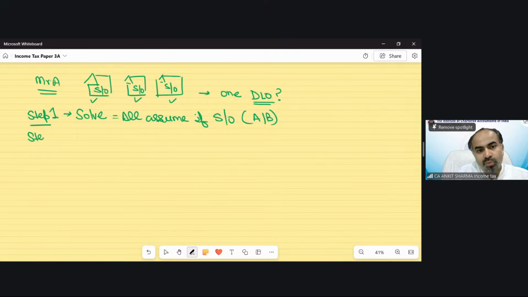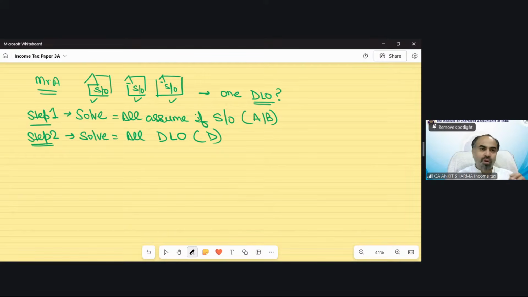Then step number 2. Now solve all these cases once as deemed let out. That means as per case number D. Now find out the GAV on the basis of municipal value, fair rent, standard rent, etc., and solve further, assuming all these 3 houses as deemed let out. So we will have the value of all 3 houses if these are self-occupied, and we will have all the houses' value if these are deemed let out.